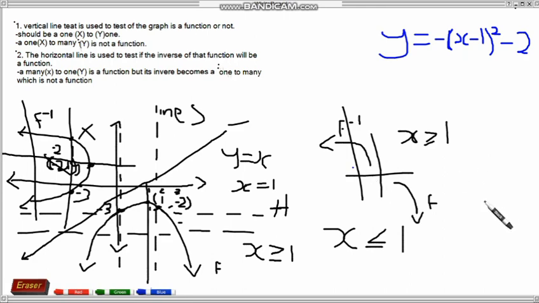So now what are you going to have from this? You're going to have this part and its reflection. That's the inverse. And from the vertical line, it will only be touched once. You will only cut that function once. And it becomes a one-to-one, which is what you're trying to achieve all along. So I hope that's clear.